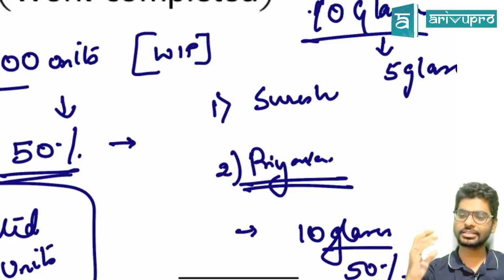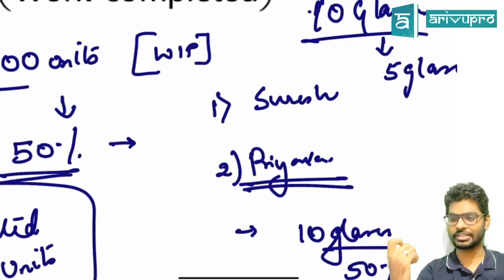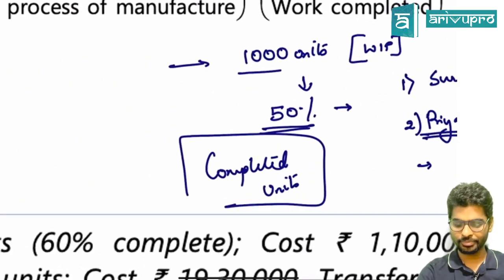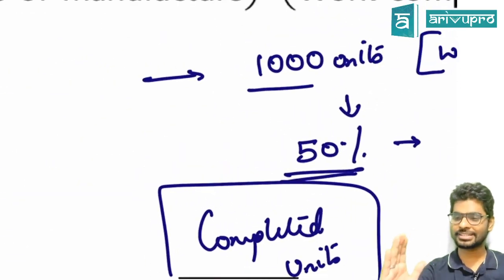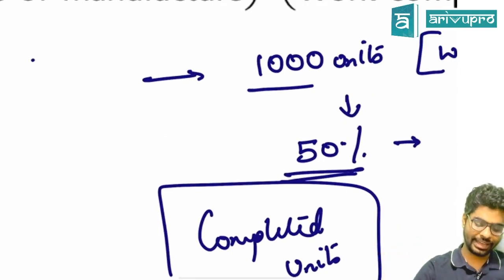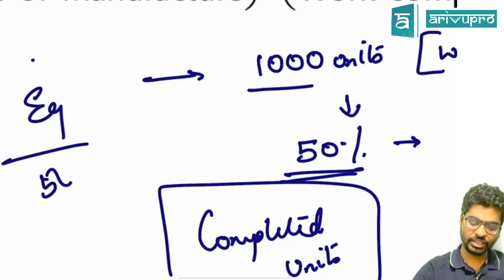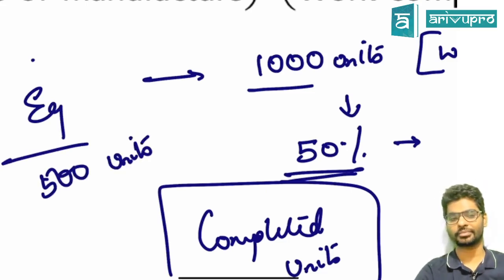Yes, this is the same logic we are going to be using in the equivalent units. When I say, boss, 1000 units are 50% completed, what it means is an equivalent, I can say 500 units are completed. This concept is known as equivalent units.